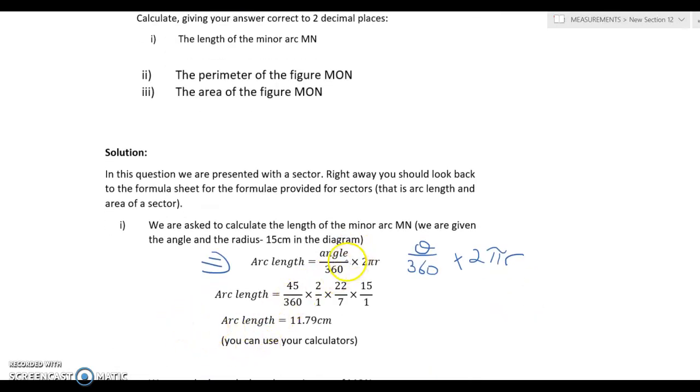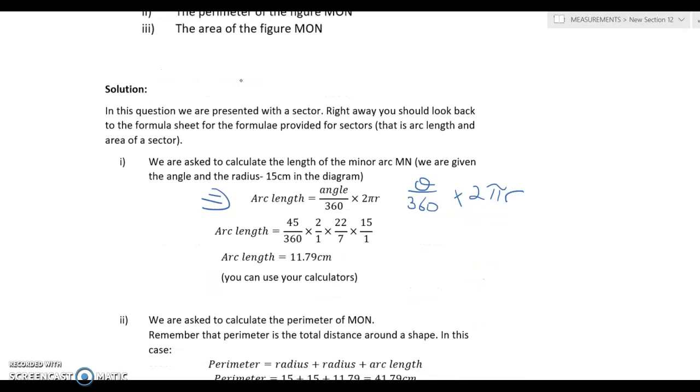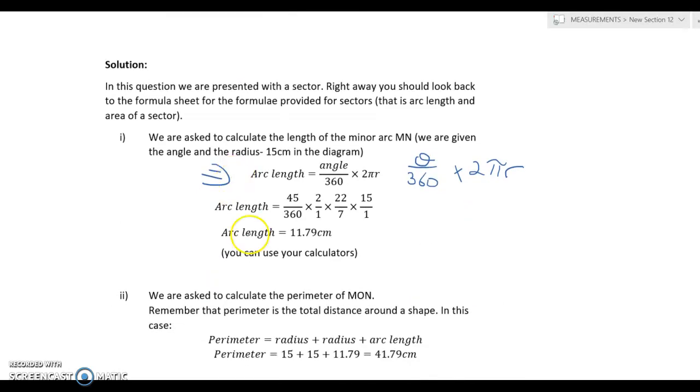So now, the angle given in this question, looking back, is 45 degrees. So that's the angle there, 45 degrees. And then the radius is 15 centimeters. So now we could put in stuff in our formula: angle over 360 times 2 pi r. So 45 over 360 times 2 over 1 times pi, I'll use 22/7, times r, which is 15 over 1. And you just use a calculator.